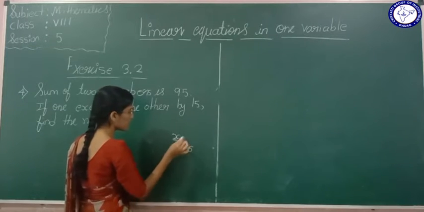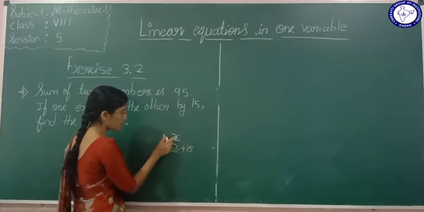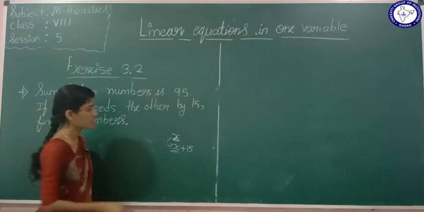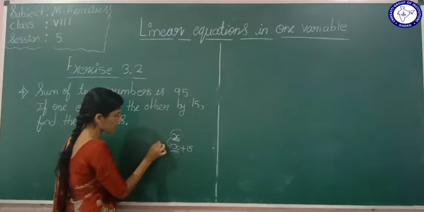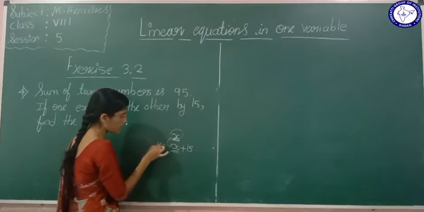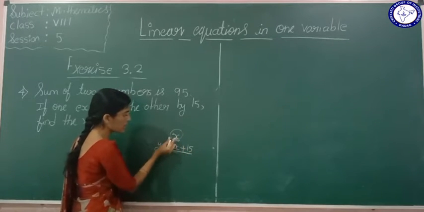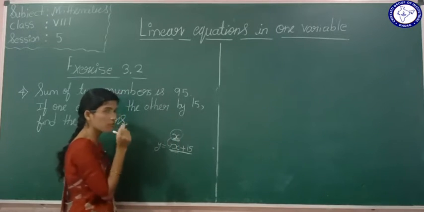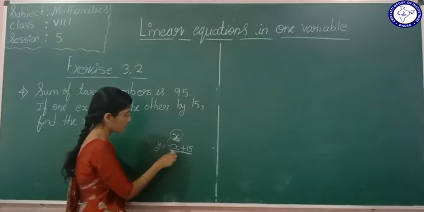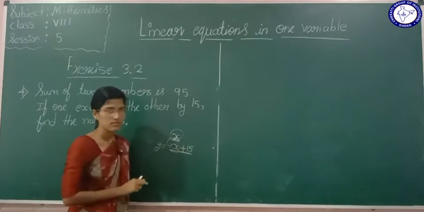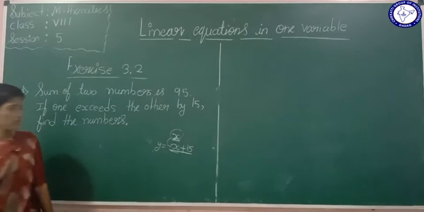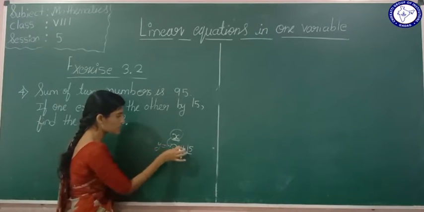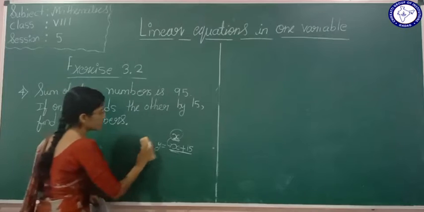Means compared to this, the second number will be more by 15. If the first number is x, the second number, if you took it as y, it is x plus 15. Means compared to the first number, the second number will be 15 more. It is x plus 15. It is not 15 times. If the first number is x, the second number will be x plus 15.